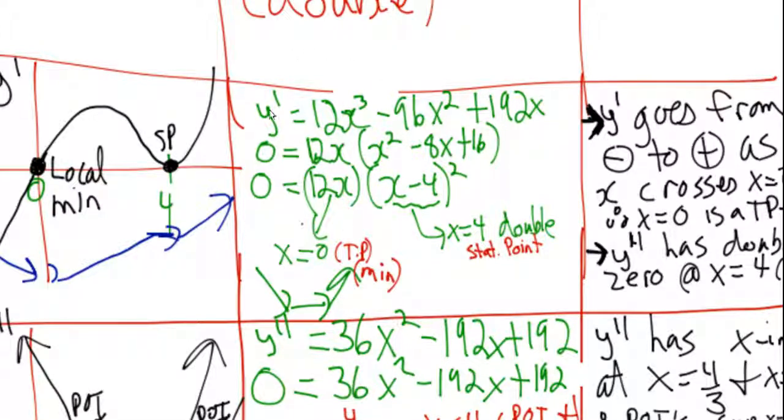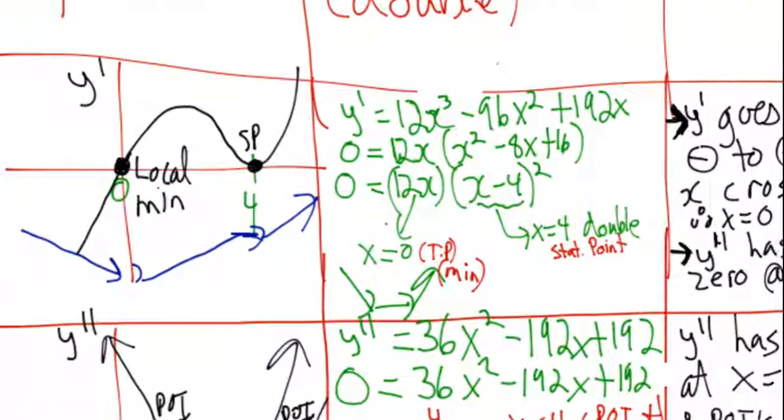Remember that the slope function represents the slope on the original function. So at x equals 0, there's a change in sign, so the slope goes from negative to 0 to positive. And I got that off the sketch. Then the second x-intercept is x equals 4, which is a double x-intercept. And what we learned earlier is that a double x-intercept on the slope function means a stationary point.